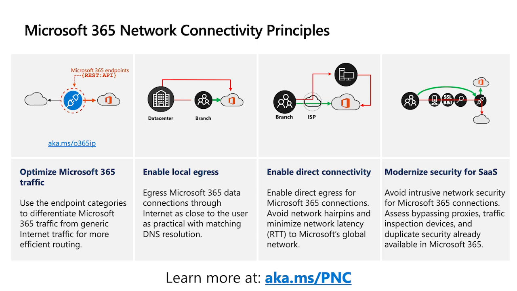Enable direct connectivity, so avoid network hairpins and make sure that the path of that traffic is as direct as possible to the Microsoft cloud. And then also modernize security and make sure that you're not performing any unnecessary inspection that has the potential to add significant latency to that traffic path that will impact end user experience. So again, we'll be focusing primarily on that first connectivity principle, but really the applicability of what we're talking about today is across all of these connectivity principles.